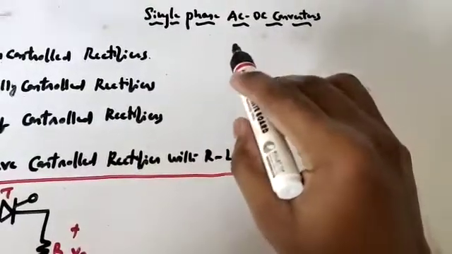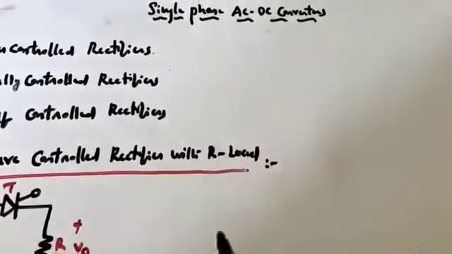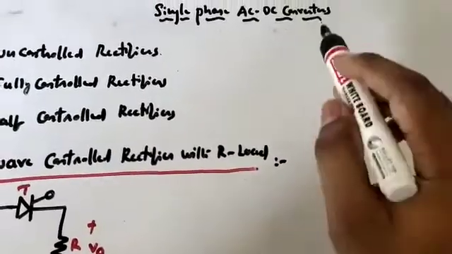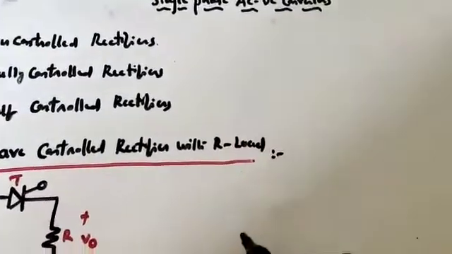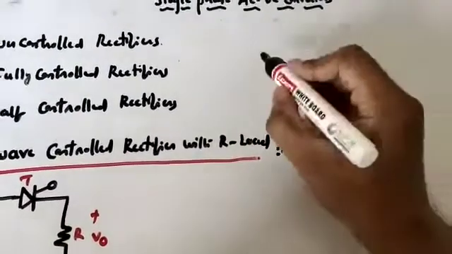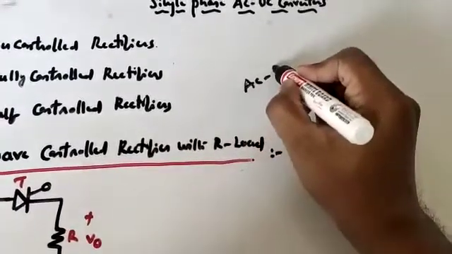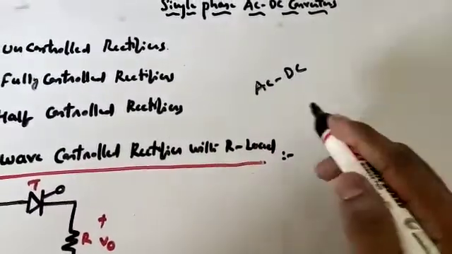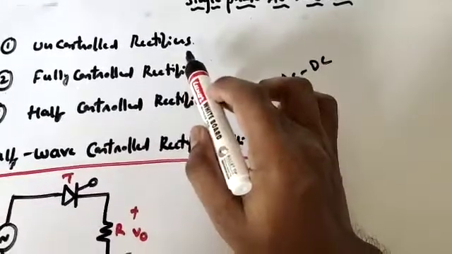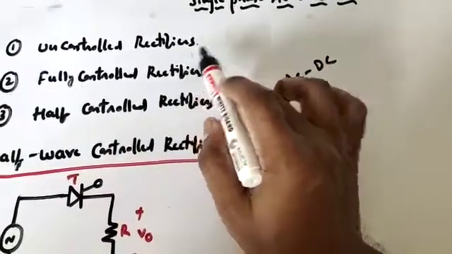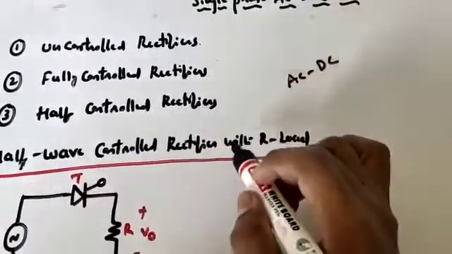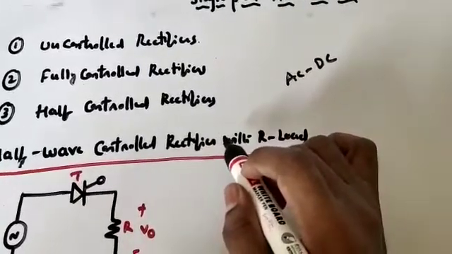Now the topic is single phase AC to DC converters. An AC to DC converter is nothing but a rectifier. What does the rectifier do? A rectifier is used to convert AC quantity into DC quantity. We have three types of rectifiers here: uncontrolled, fully controlled, and half controlled. So what is an uncontrolled rectifier?